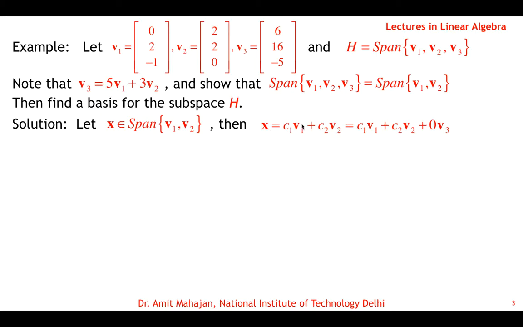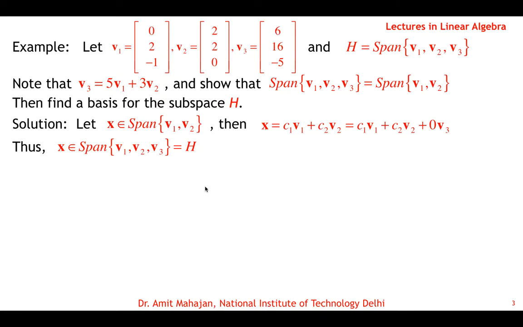So X can be written as c1 v1 plus c2 v2 for some scalars c1, c2, and we can add the vector v3 with a scalar 0. These two equations are the same. So X is also written as a linear combination of the three vectors v1, v2, v3 with weights c1, c2 and 0. That means X belongs to the span of v1, v2, v3. So X clearly belongs to the span of these three vectors, and the span of these three vectors is H. So any vector in this span is also in H.